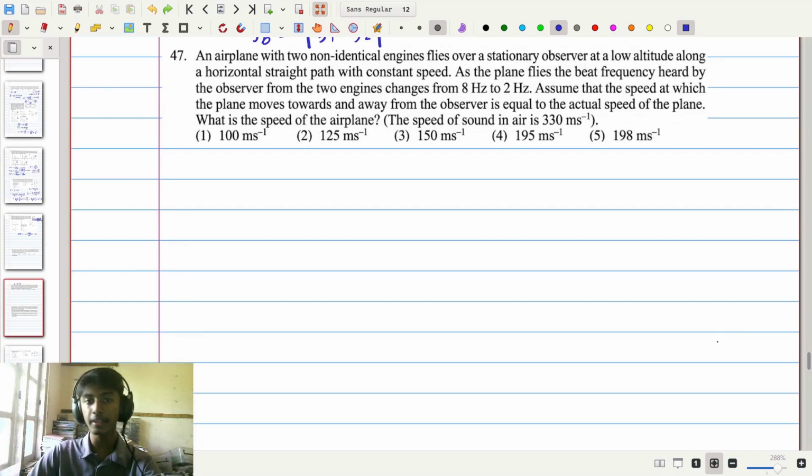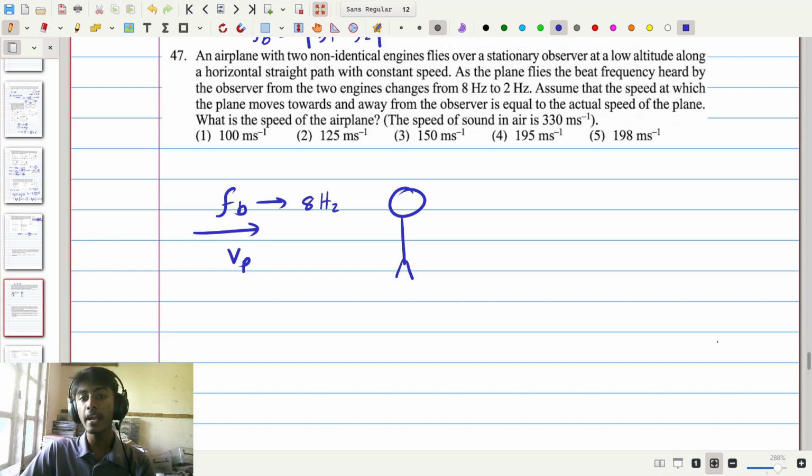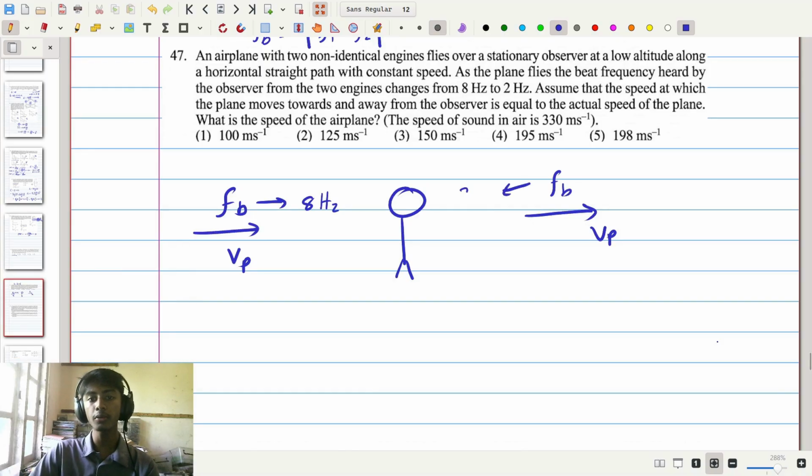Considering that, what's happening here is that an observer on the ground is being approached by a plane at a certain speed, let's say Vp, and as the plane moves, it creates a frequency of FB, which due to the Doppler effect is increased all the way up to 8 Hz when the plane moves towards the observer. Then, when the plane starts moving away from the observer at Vp, the frequency FB is moved all the way down to 2 Hz. For this, we will apply the Doppler effect equation.